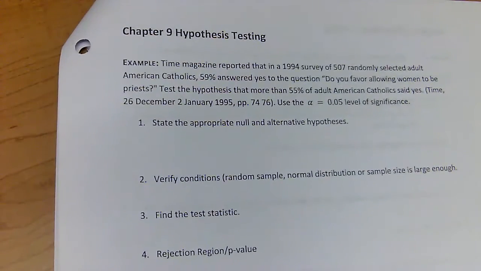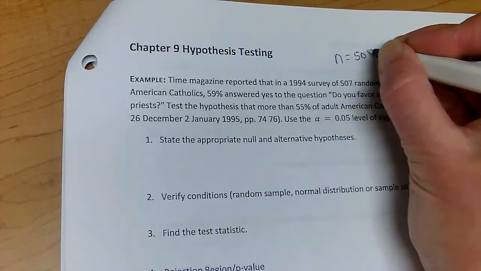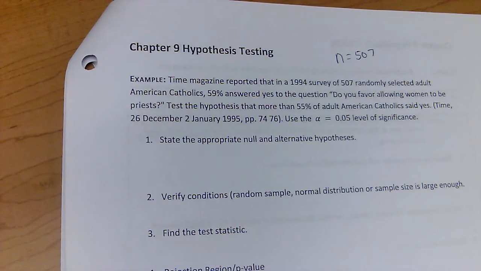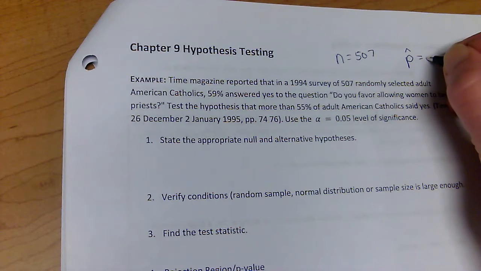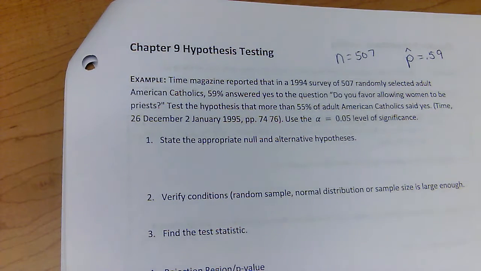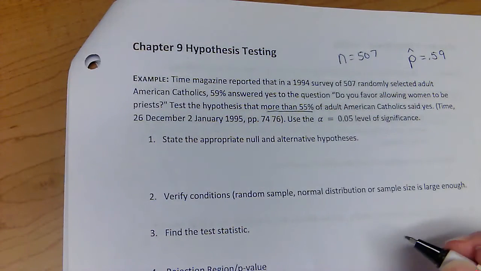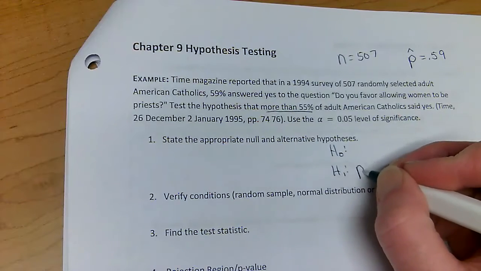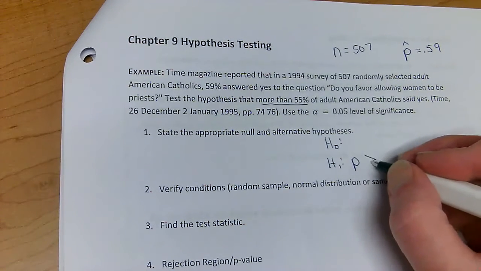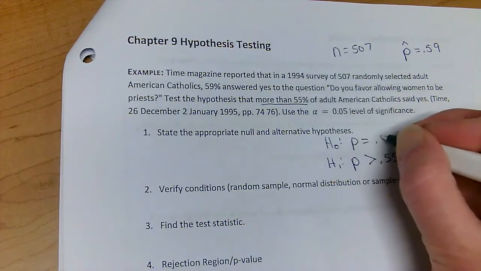Time magazine reported that in a 1994 survey of 507 adults, 59% answered yes to the question, do you favor allowing women to be priests? So my sample statistic is 0.59. Test the hypothesis that more than 55% said yes. Okay. So the claim that we're testing is that the probability is more than 55% or 0.55. So my null is that it is 0.55.